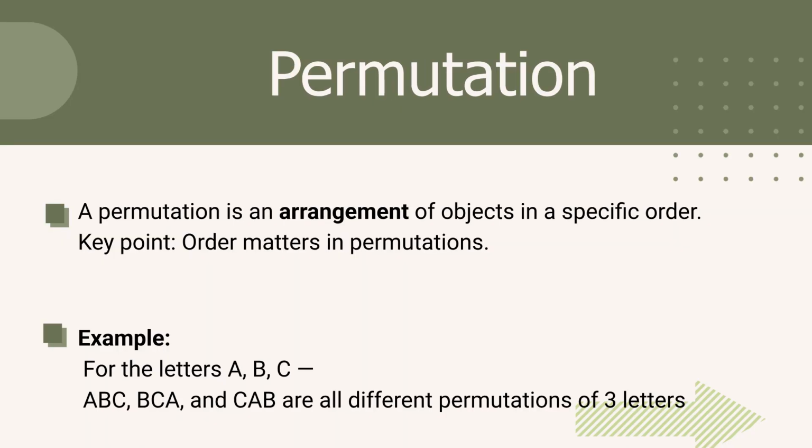A permutation is an arrangement of objects in a specific order. The key point is that order matters. For example, ABC, BCA, and CAB are all different permutations of the letters A, B, and C.